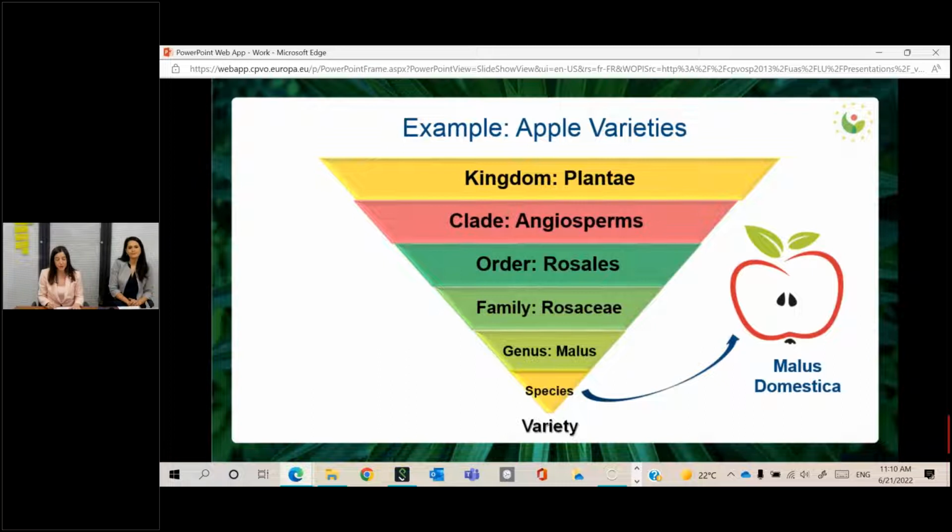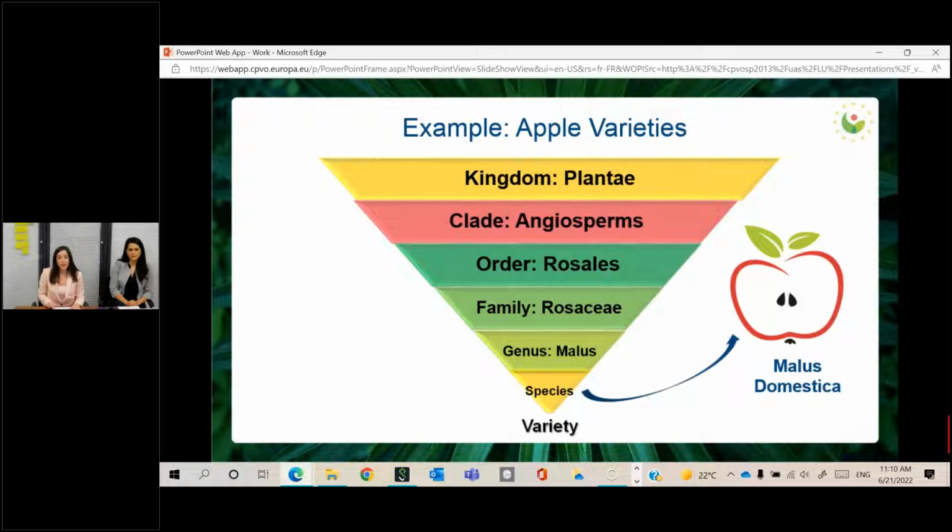Then we go one step down, we have the order, which is Rosales. And this encompasses flowering plants of 7,700 species. So here we have roses, strawberries, blackberries, cannabis, and so on. Then we go down to the family, which is Rosaceae. So it's the rose family.